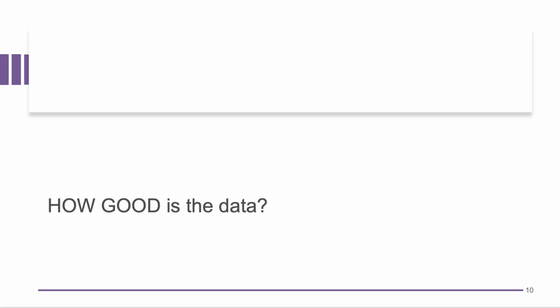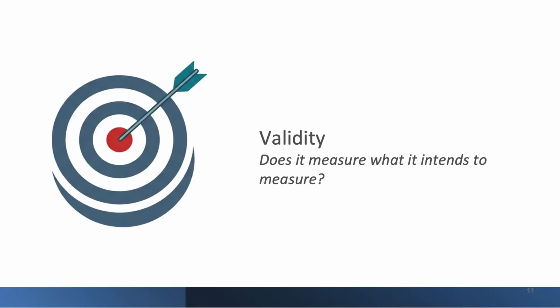First, let's look at validity. At its core, validity asks, does it measure what it intends to measure? Think of it like a target. Validity is about hitting the bullseye. If I design a questionnaire to measure happiness, but it actually measures politeness, my research lacks validity. We are looking for the truth of the data.